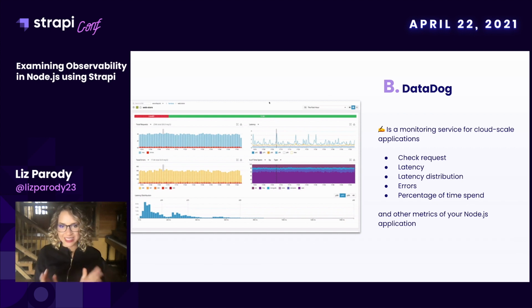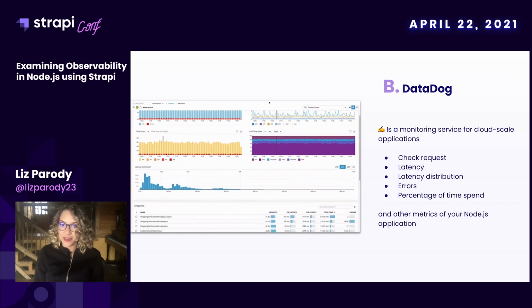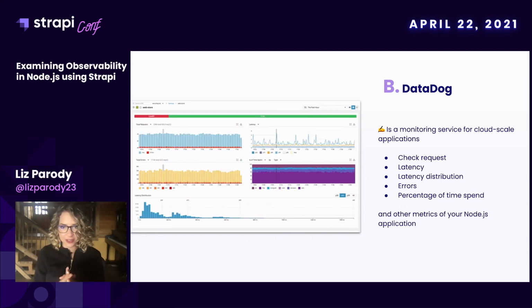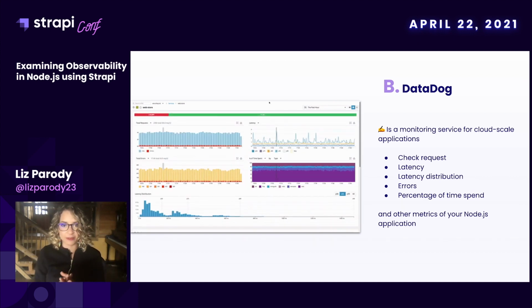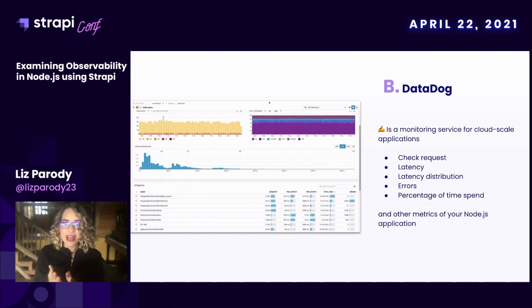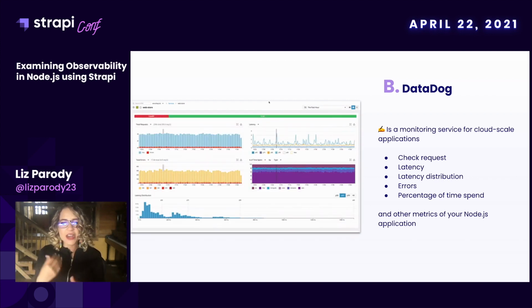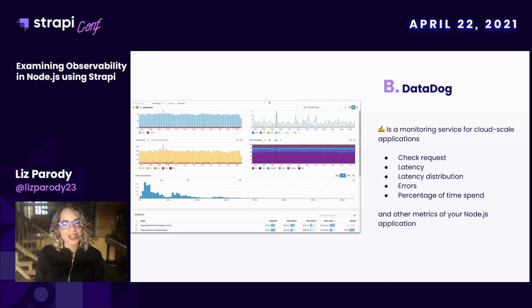The next one is Datadog. Datadog is a monitoring service for cloud-scale applications, providing monitoring of servers, database, tools, and services through a SaaS-based data analytics platform. With Datadog, you can check requests, latency distributions, error, percentage of time spent, and other metrics of your Node.js applications, as you can see here.